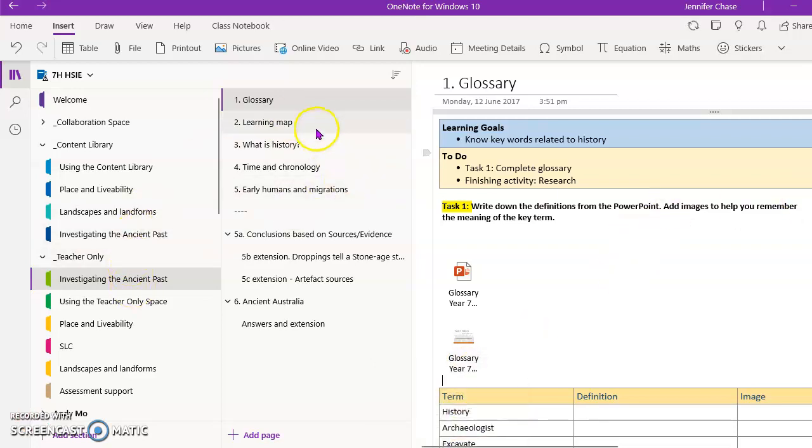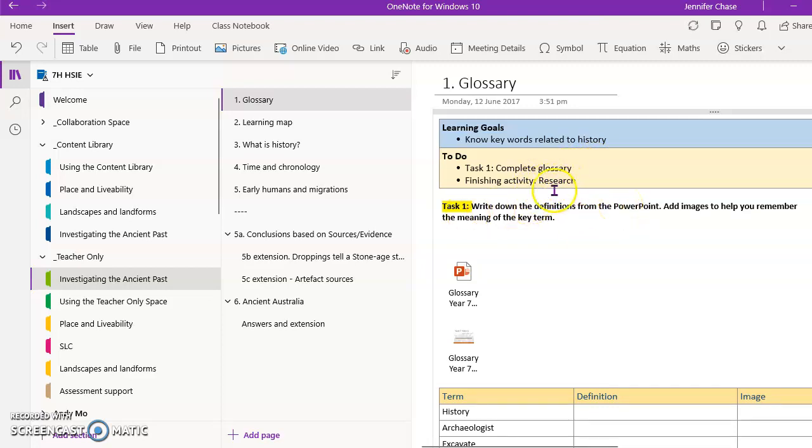So you should have in your investigating ancient past, worksheet number 1, glossary. You won't see all these other worksheets yet, so don't worry about that. All we're going to be doing today, guys, is looking at keywords related to history in general and a few related to the topic in particular. So all we're really going to be doing is completing the glossary, and then you're going to do a little bit of research at the end, nothing too taxing.